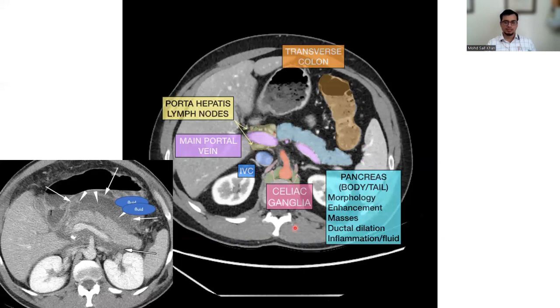In this view, look closely at the body and tail of the pancreas, just anterior to the aorta, in the abdominal fat. Always examine the size, border, contrast enhancement, any ductal dilatation or fluid. In this inset CT scan, can you see there is a peripancreatic fluid collection? This is the pancreas, and there is a collection outside the pancreas, which is nothing but a pancreatic pseudocyst, a collection of leaked pancreatic fluid.